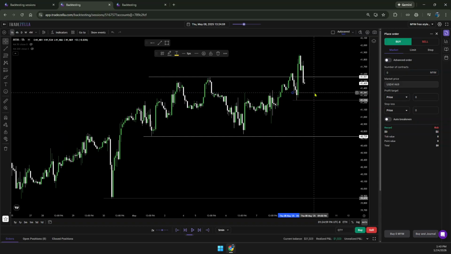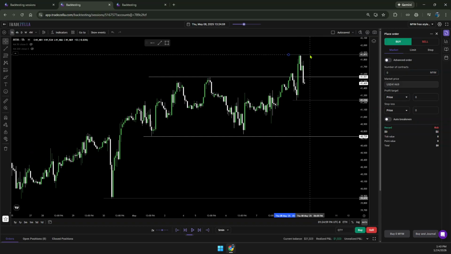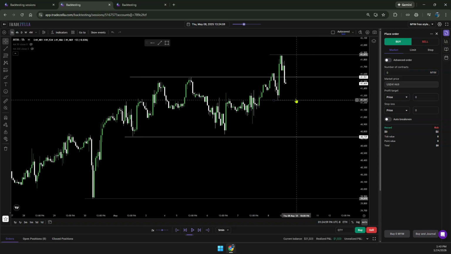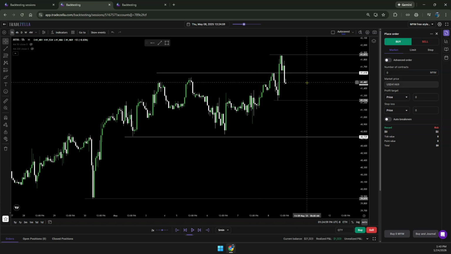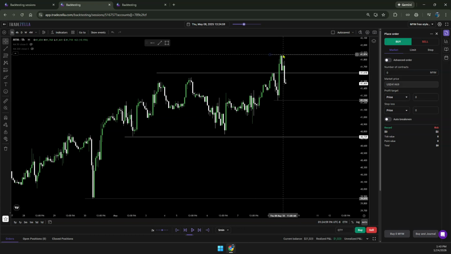I don't know what I clicked there. Let's go here. Now we broke this. That's probably more of the real point. We broke this. We're getting a pullback. Now if this pullback, you can also see it took a fair value gap out. I don't really trade fair value gaps, but I'm aware of them.